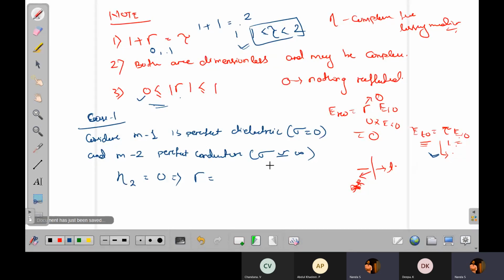So the tau equation is: eta 2 minus eta 1 divided by eta 2 plus eta 1. If eta 2 is 0 and you put the value here, then this will be 0 minus eta 1 divided by 0 plus eta 1. So this value will be minus 1, right? So here it is minus 1. And your small tau will be equal to 0.